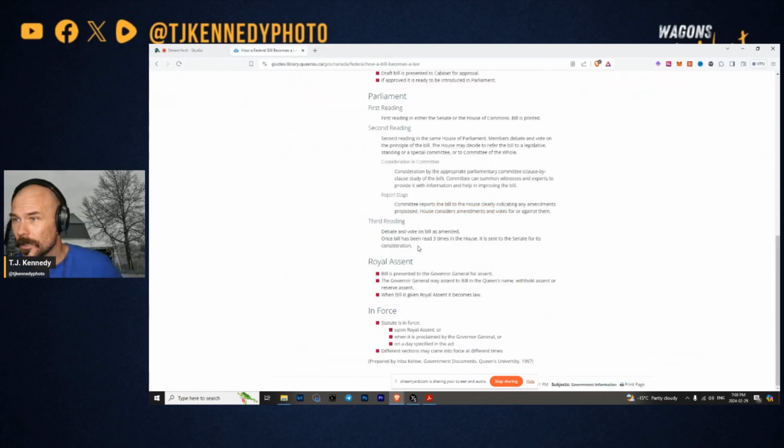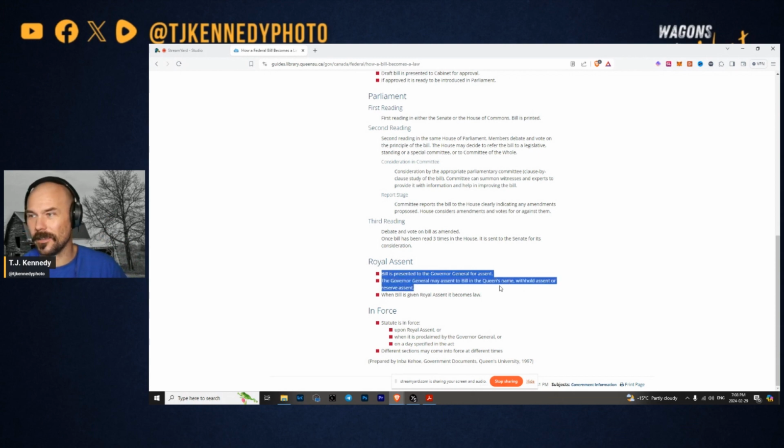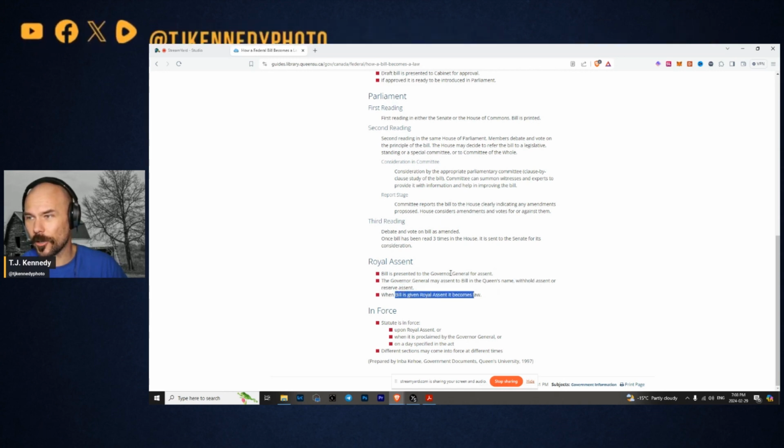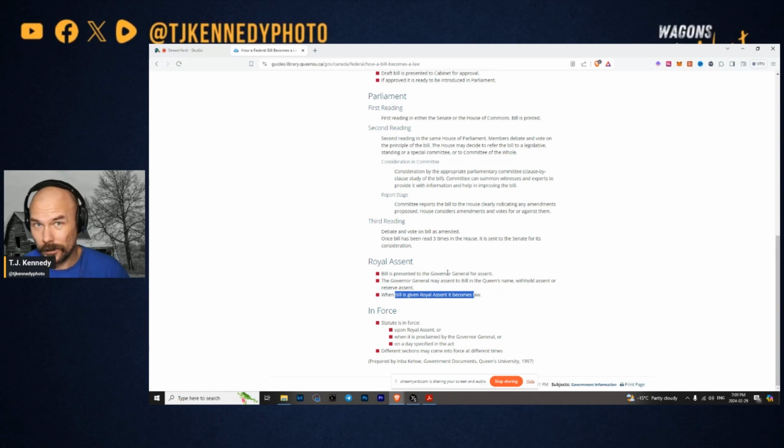Okay. So it goes to the Senate for consideration. If the Senate says yay, it's presented to the Governor General. Governor General may assent to the bill in the King's name. They can withhold assent or reserve assent. But when the bill is given a royal assent by the Governor General in the name of the King, by the way, who's the Governor General? Friend of who? Right, exactly. Friend of Justin Trudeau.